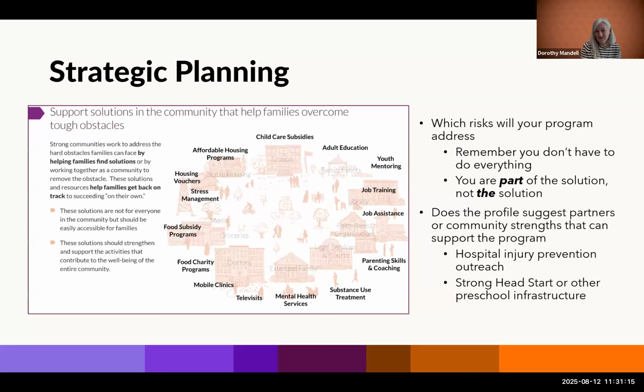So in many situations, we have risk profiles, and those profiles are going to really suggest that maybe you need to partner with a hospital injury prevention outreach program, or maybe you have a really strong Head Start. Like I told you in this one community, they had an incredible Head Start and early childcare infrastructure, and they partnered with them, and it actually made a difference. It helped them and it helped the early childhood system as well. So you're looking for strengths as well as looking for places where you need to intervene.